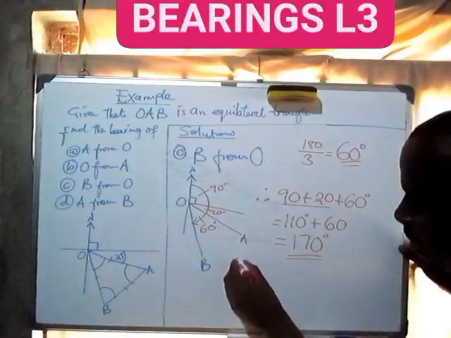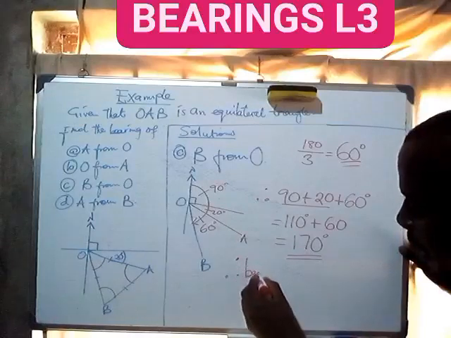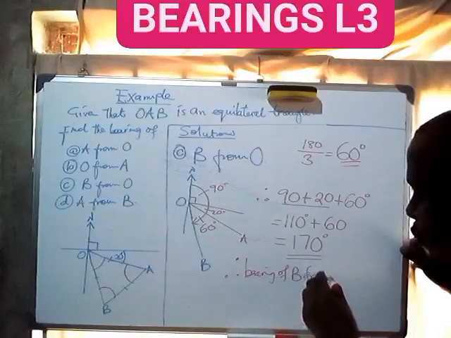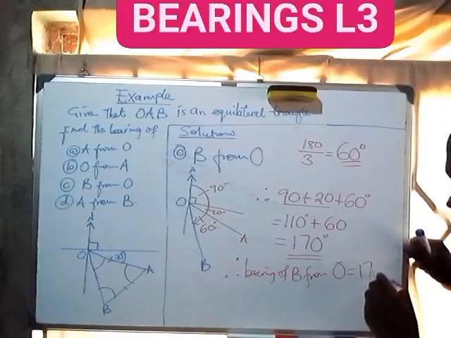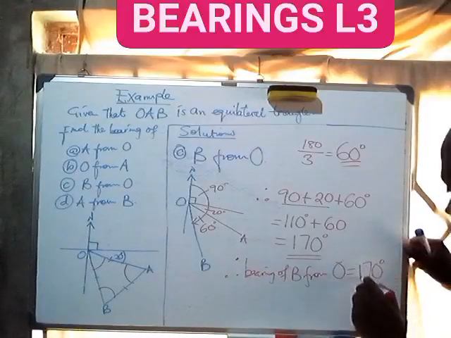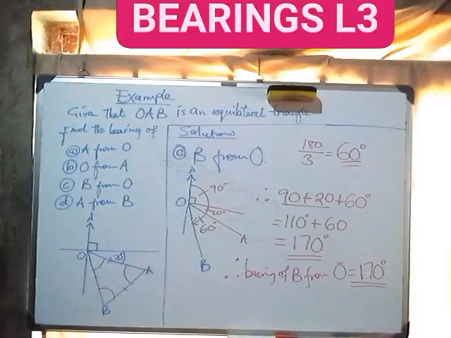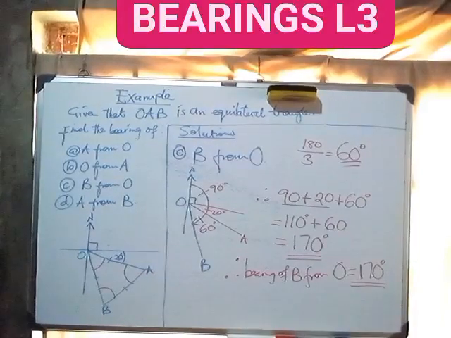So to formalize it, we'll say the bearing of B from O is equal to 170 degrees. This is what we are going to have. Let's go to the next question, which is question number D. So as usual, you pause, you finish copying, then you resume your video.